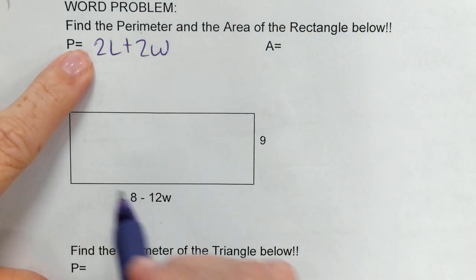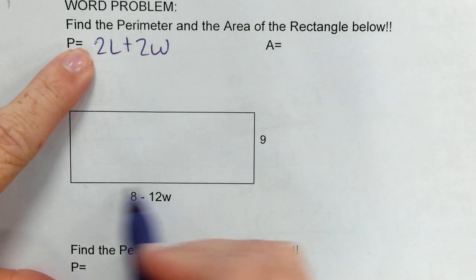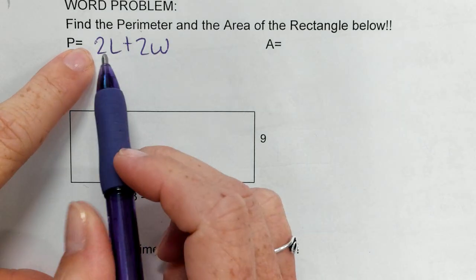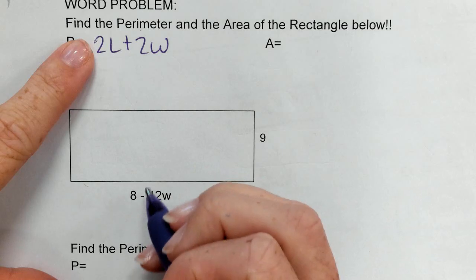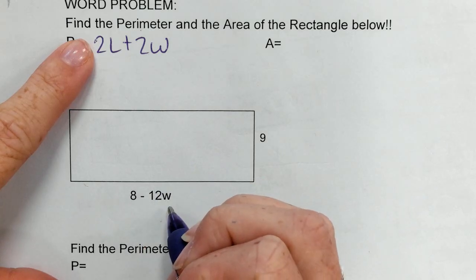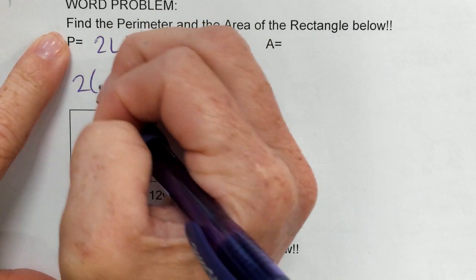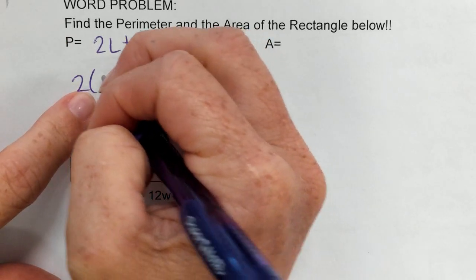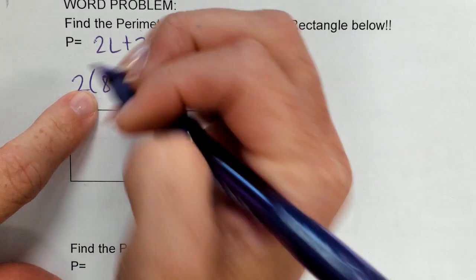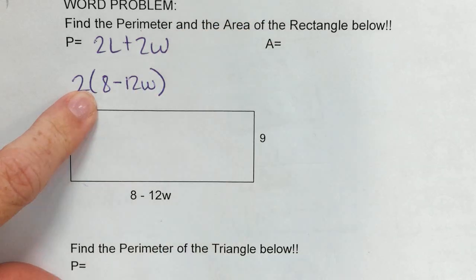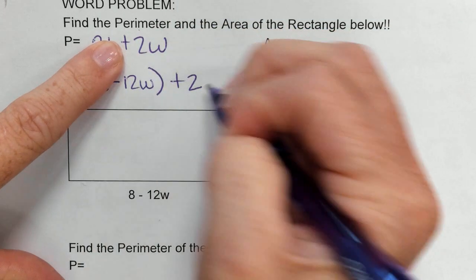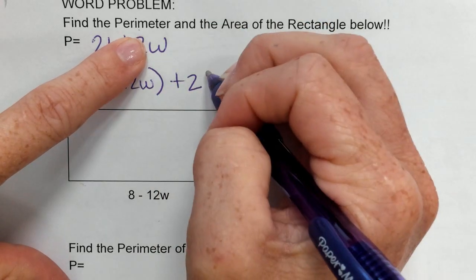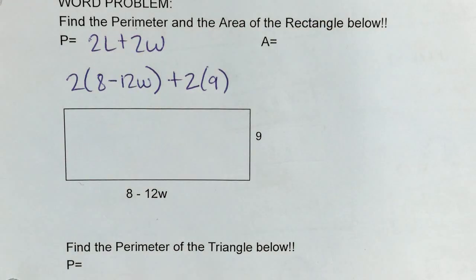2 times length. Which one of these is the length? This one. Well, I need to multiply 2 by that whole thing. So what do you think this needs? Parentheses. So I'm going to do 2 times the length. Well, the length is 8 minus 12w. Plus 2 times the width. What's the width? 9. Does this look like what we're learning?